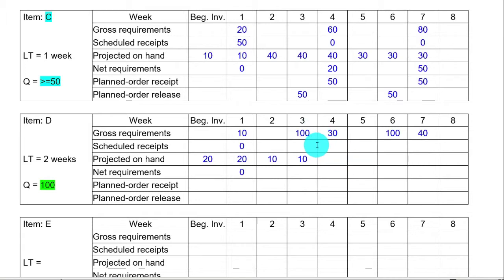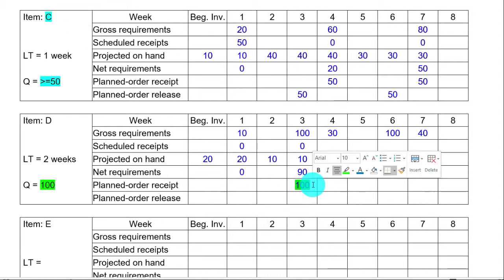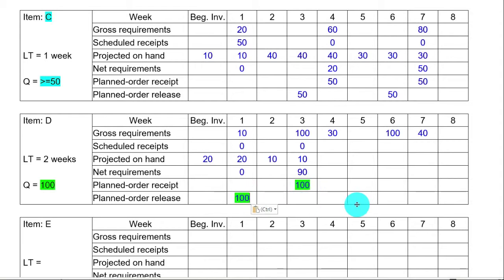Week 3, 100 gross requirements minus 0 on order, minus 10 on hand, net requirement is 90. You want at least 90 to arrive just in time, and the lot size here is 100. So one lot is enough. You place an order for one lot. 100 arrive in week 3, and you need to place an order right here in week 1 because lead time is 2 weeks.